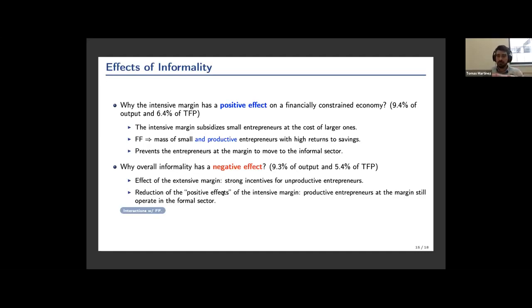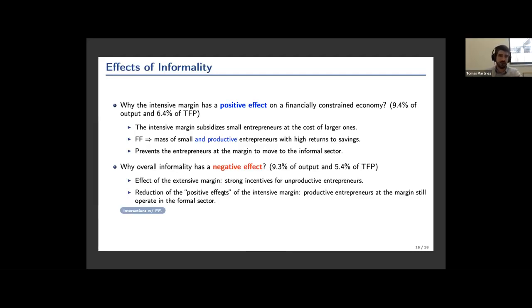Yes, but in the model, that's precisely what's going to happen. I can give you the intuition in the next slide. The more constrained workers, the firms that are more constrained, are exactly the ones who are going to hire more labor. So they are precisely the ones who benefit from this subsidy.